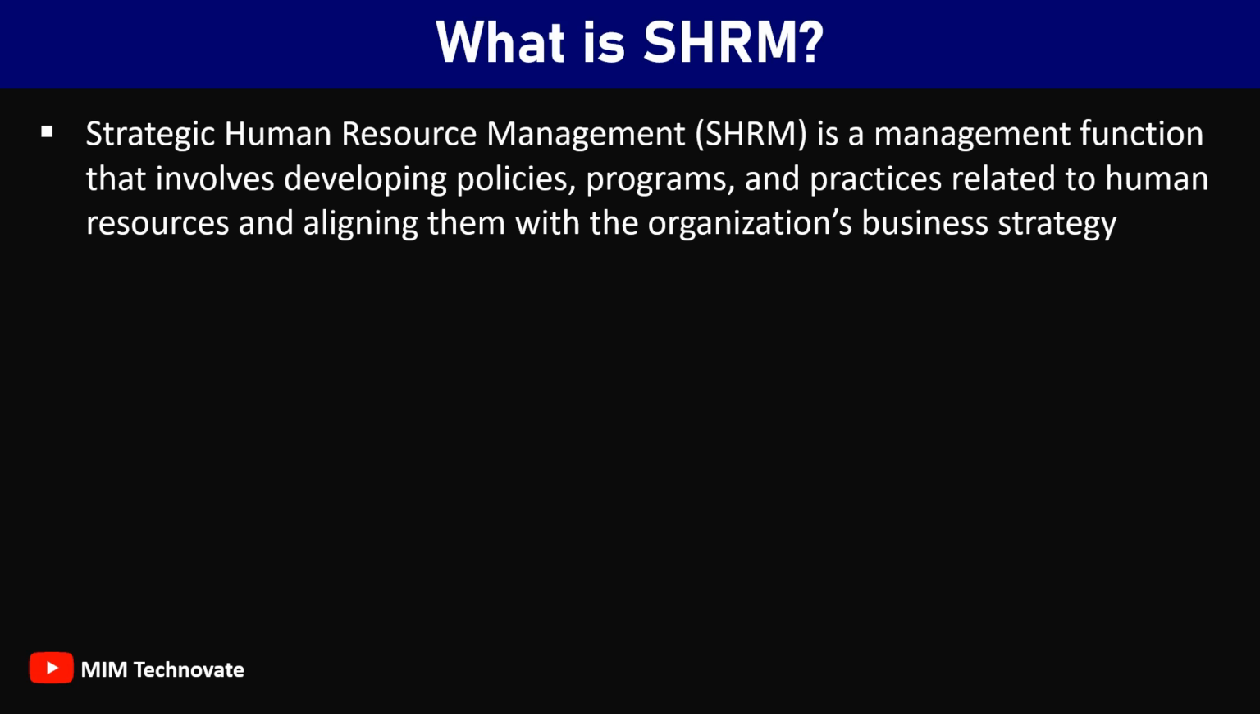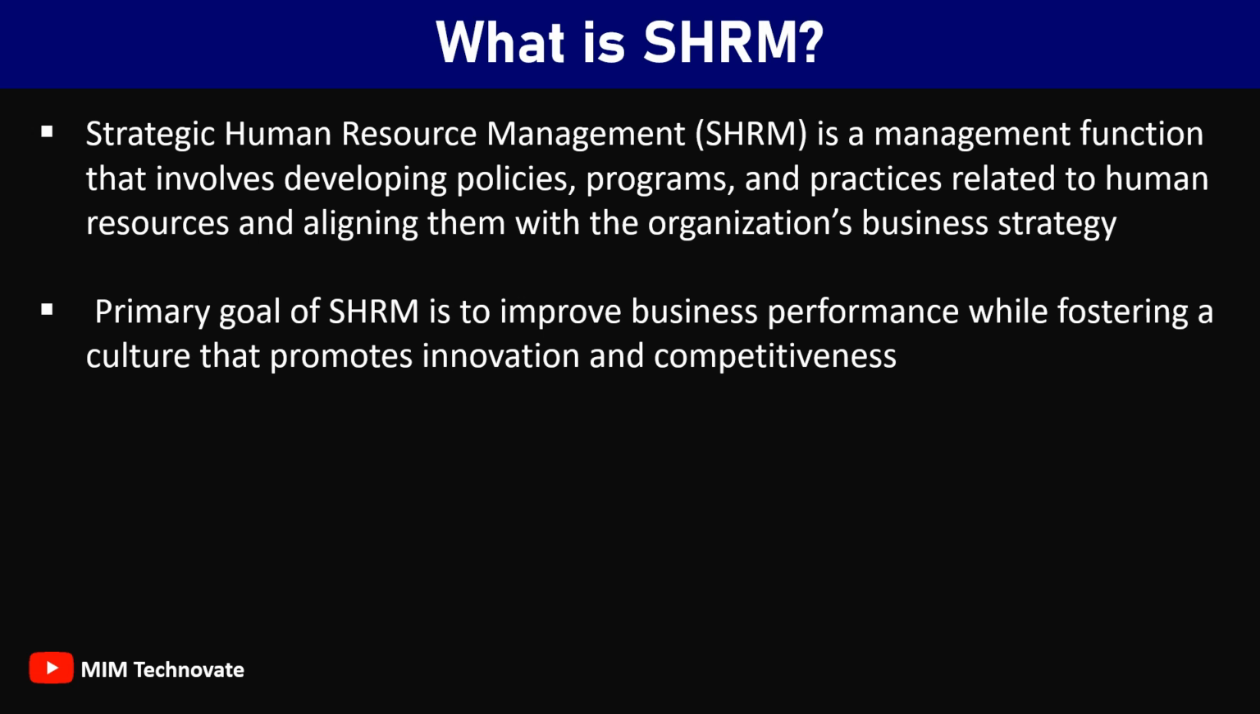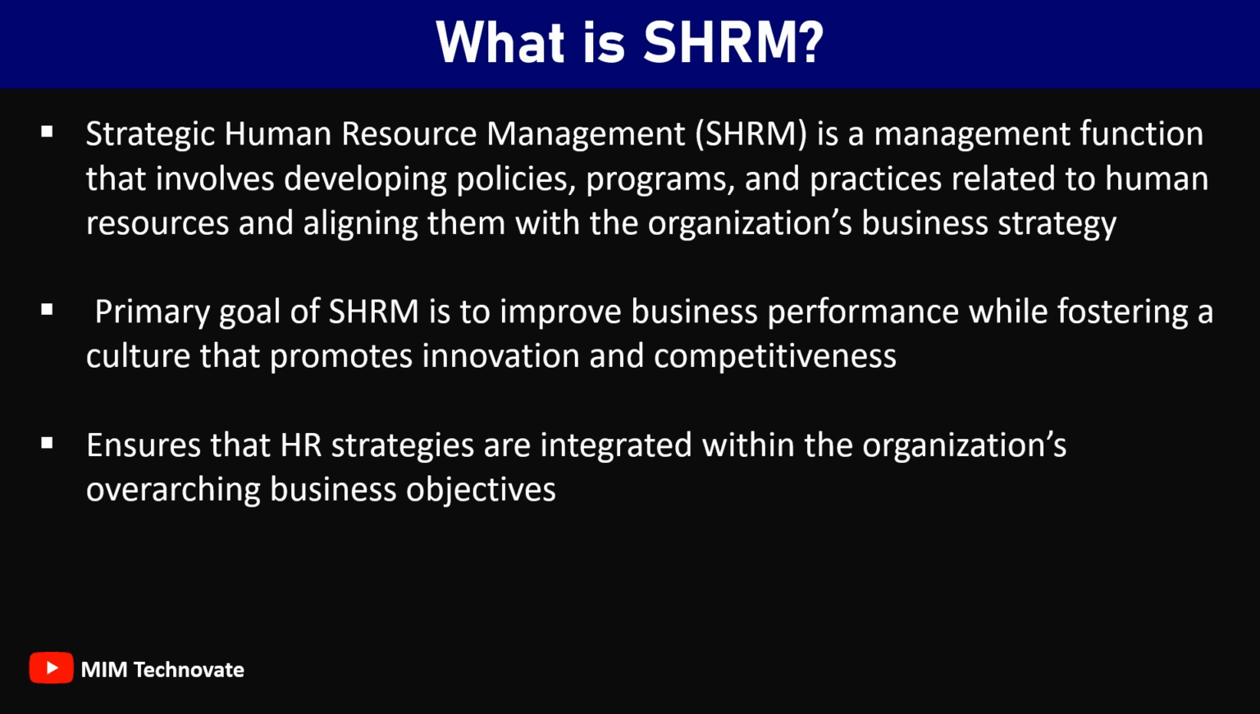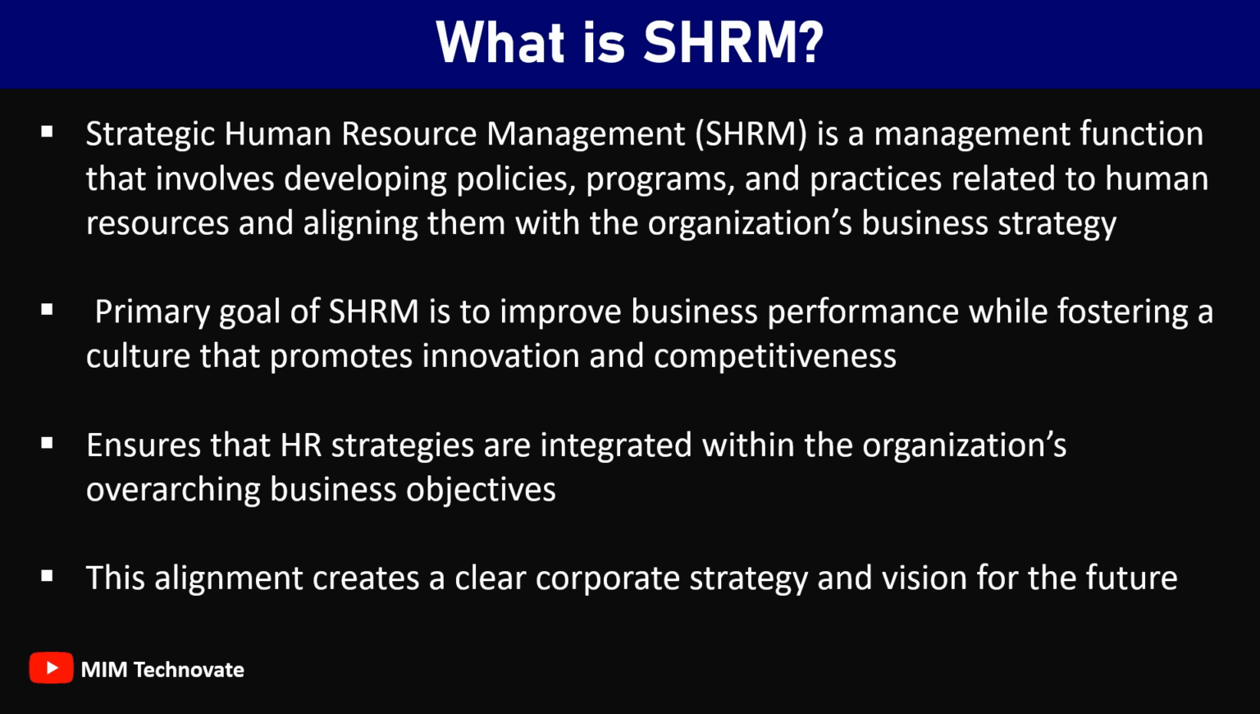What is SHRM? Strategic Human Resource Management, SHRM, is a management function that involves developing policies, programs, and practices related to human resources and aligning them with the organization's business strategy. The primary goal of SHRM is to improve business performance while fostering a culture that promotes innovation and competitiveness. SHRM ensures that HR strategies are integrated within the organization's overarching business objectives. This alignment creates a clear corporate strategy and vision for the future.